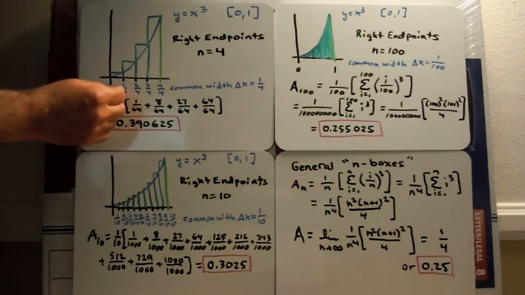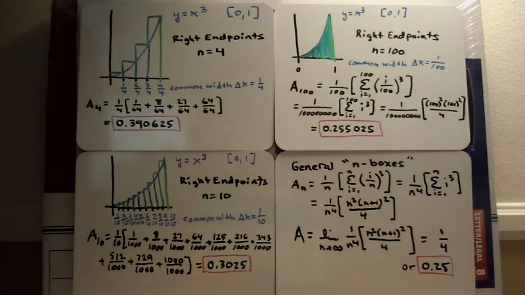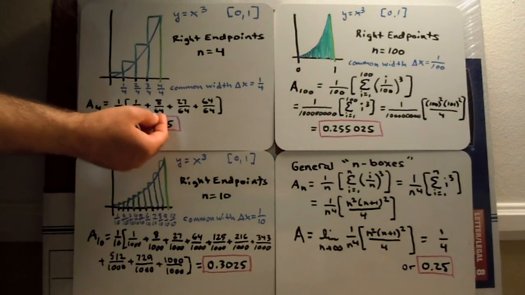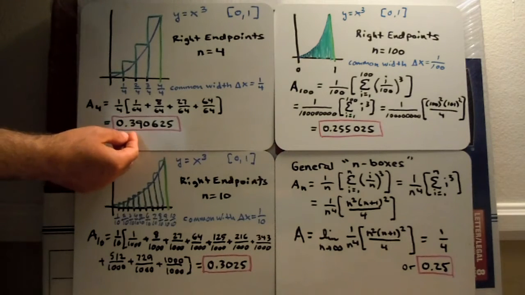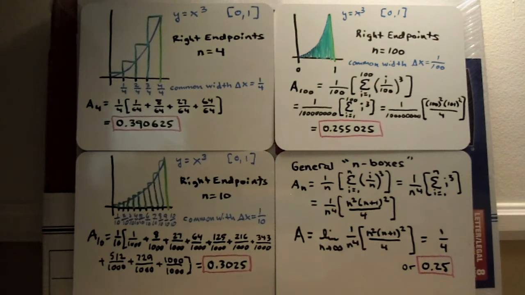And so the right endpoints being 1/4, 2/4, 3/4, and 4/4, putting those values into the function x cubed: 1/4 cubed is 1 over 64, 2/4 cubed is 8 over 64, 3/4 cubed equals 27 over 64, 4/4 of course is 1, which is 64 over 64, which is equivalent to 1. And then adding these together and multiplying by the common width on the calculator, we get an estimate of the area being 0.390625. Now, it may not be a very good estimate, however, it is an estimate.